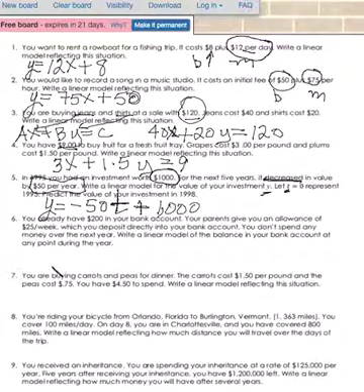All right, let's look at 6. You already have $200 in your bank account. Your parents give you an allowance of $25 per week, which you deposit directly into your bank account. You don't spend any money over the next year. Write a linear model of the balance in your bank account at any point during the year.